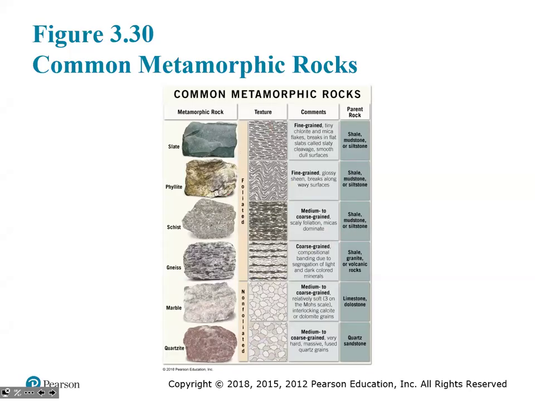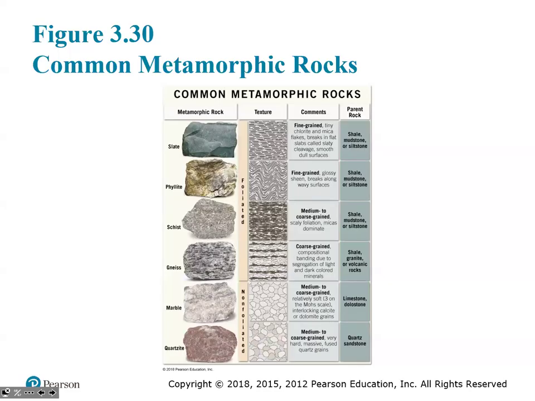And here are some common metamorphic rocks. We have slate, the image of the texture, it's fine grained. It's got tiny chlorite mica flakes and breaks in flat slabs called slaty cleavage, and it has smooth, dull surfaces. It forms from shale, mudstone, or siltstone. Phyllite is fine grained, glossy sheen, breaks along wavy surfaces. This also forms from shale, mudstone, or siltstone. It's just more metamorphosed than the slate.